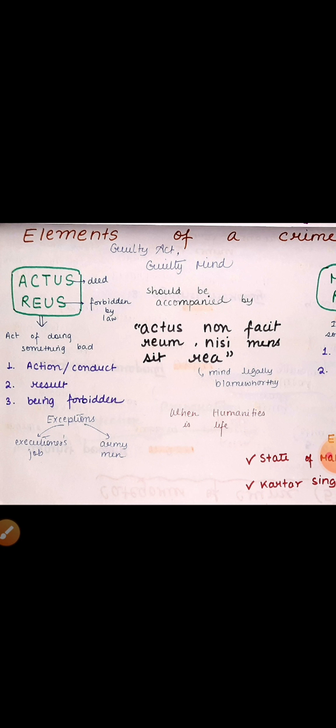Okay? Now, actus reus consists of three elements: an action or a conduct, the result of the action or conduct, and such an act being prohibited or forbidden by law. Alright? Next, there are two examples here, two exceptions rather. These things apparently look like a criminal act, but they are actually not a crime or wrong.